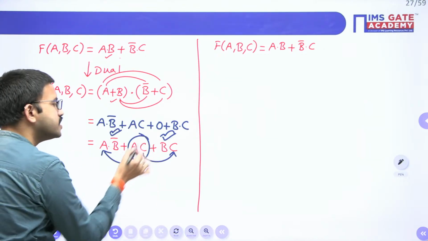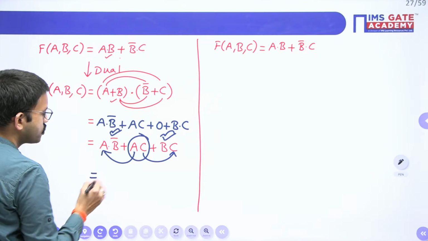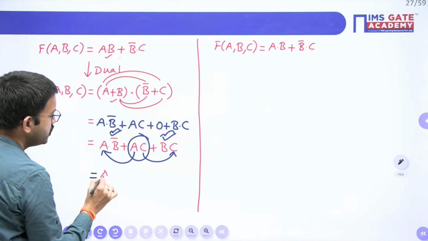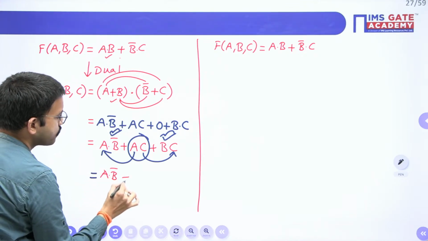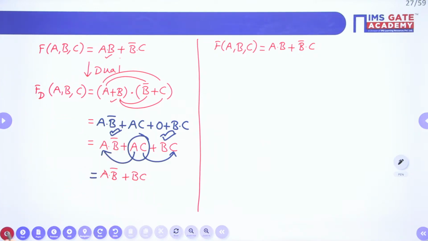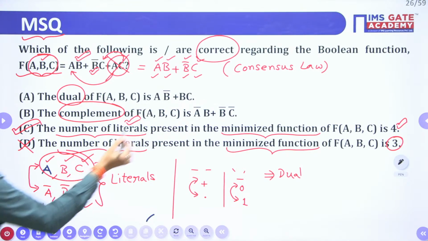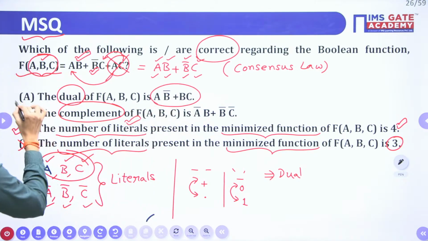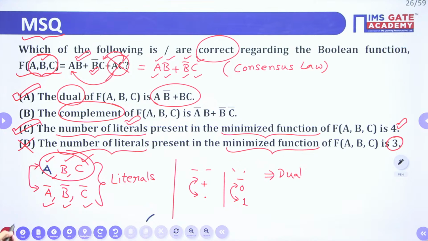So in this case, this particular middle term is redundant. So the final answer will be A into B bar plus BC. By using consensus law, we are getting the 2 terms. So AB bar plus BC. Yes, it is correct. Option A is correct.